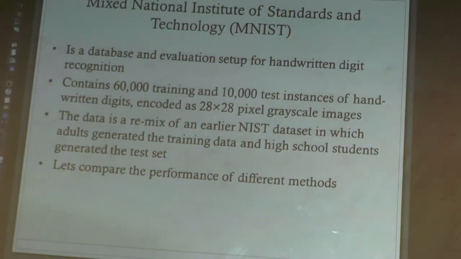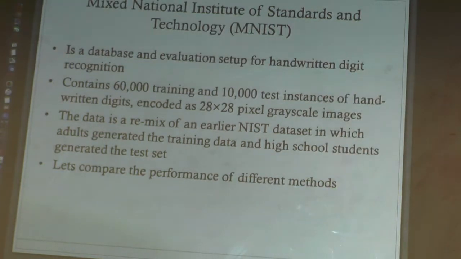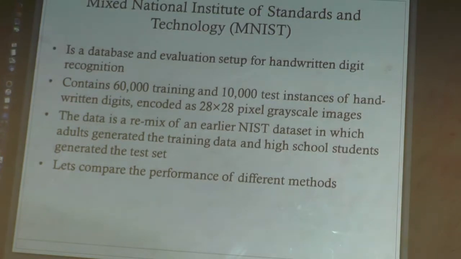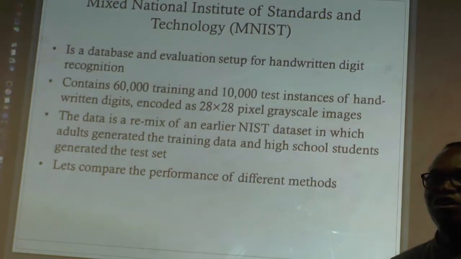Okay, so before we go into the technique, I just want to pick up this. All these things are online if you want. The NIST, National Institute of Standards and Technology, United States, has what they call MNIST. It's a dataset that's been there for a long time. It contains 60,000 training and 10,000 test instances of handwritten digits. Now, the 60,000 and 10,000 doesn't make it big.